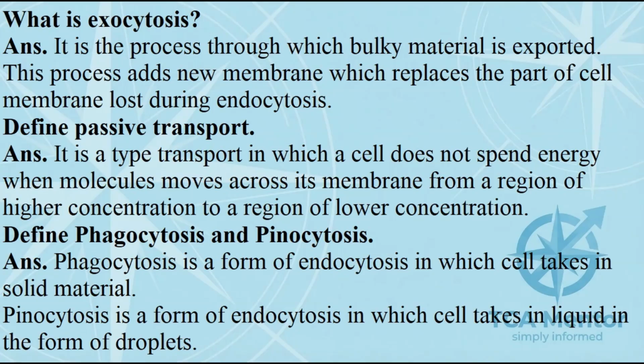Define phagocytosis and pinocytosis. Phagocytosis is a form of endocytosis in which the cell takes in solid material. Pinocytosis is a form of endocytosis in which the cell takes in liquid in the form of droplets.